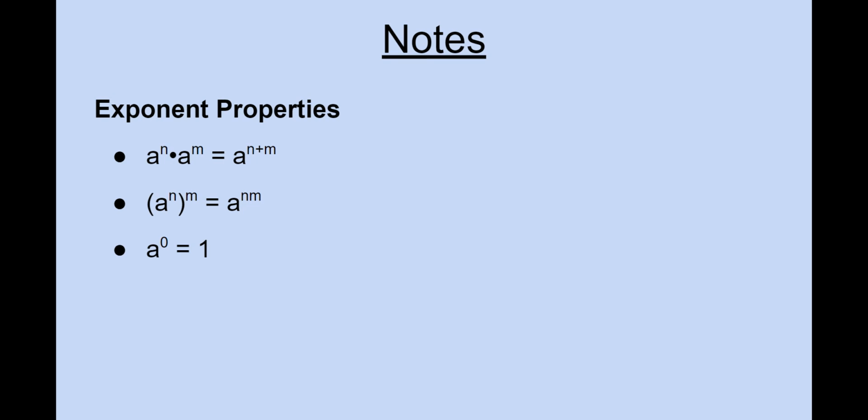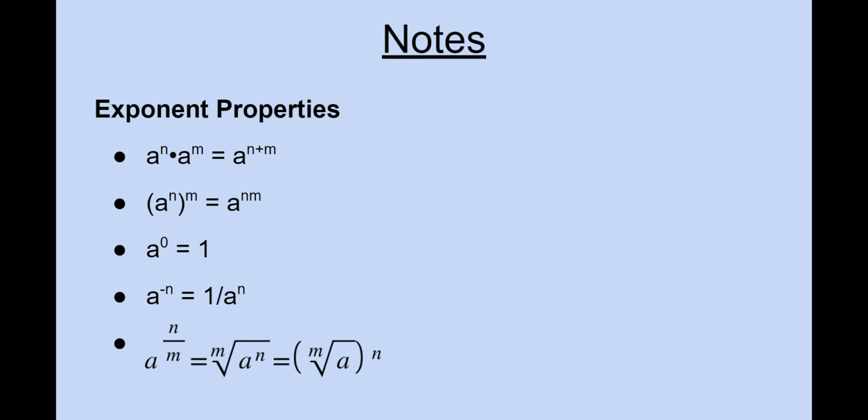A base with a power of 0 will be 1. And this is true for anything but 0 to the 0. I didn't really put that, but that's the thing. A to the negative power is the same thing as 1 over a to the positive power. And lastly, we have a to a rational power, which is a fraction of a power. The numerator is the actual power, and the denominator is the root. And this can go both ways.